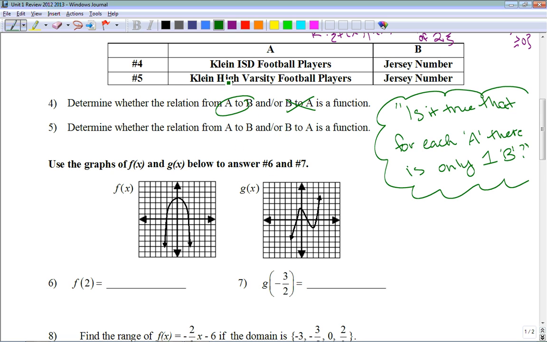For number 5, we have Klein High varsity football players. Is it true that for each Klein High varsity football player there's only one jersey number that they wear? Yes. But going the other way, is it true that for each jersey number there's only one Klein High varsity football player who wears that jersey number? Yes, it is really specific as far as Klein High varsity football players, so yes, b to a is a function as well. So on that one we would say both are a function.